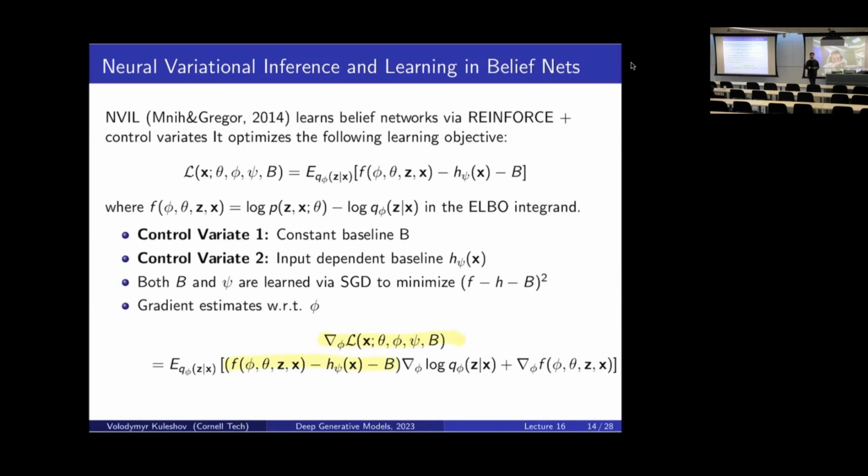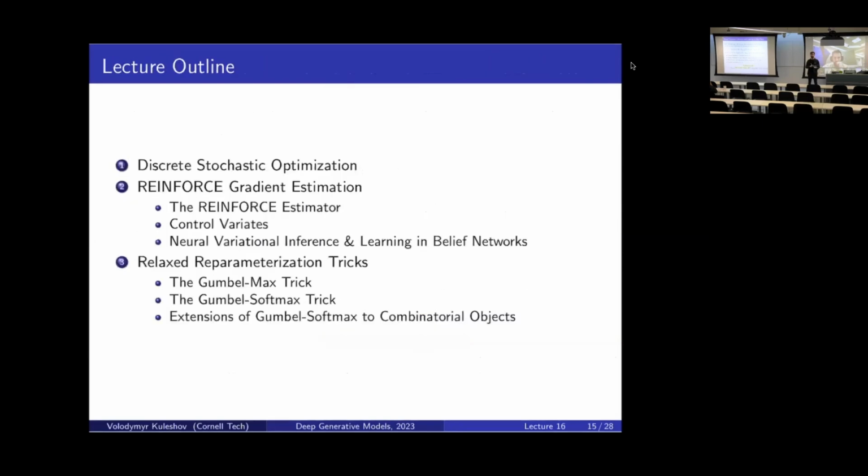And in practice, when you train these models, this is the difference between not being able to learn a sigmoid belief network at all and getting reasonable samples on basic image datasets. So these control variates are actually needed to get the REINFORCE gradient estimator to do anything for latent dimensions greater than 16. So this is a useful tool to know.